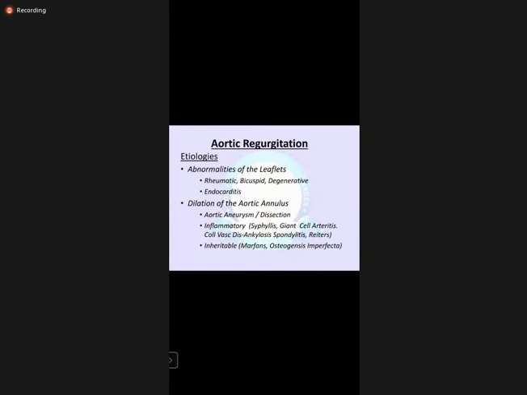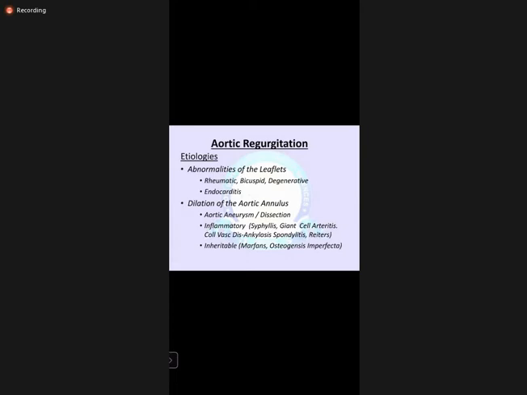Other pathology includes aortic regurgitation, whose important causes include abnormality of the leaflet, which can be because of rheumatic heart disease, bicuspid aortic valve, or degenerative disease or endocarditis of the aortic valve. Other causes of regurgitation of the aortic valve include dilatation of the annulus. The dilatation of the aortic annulus can be because of aortic aneurysm or dissection.